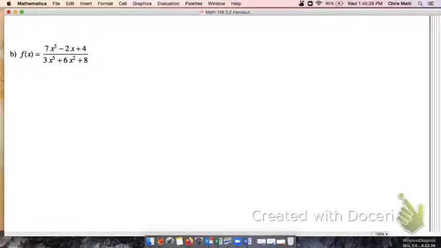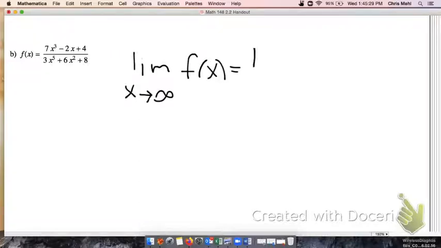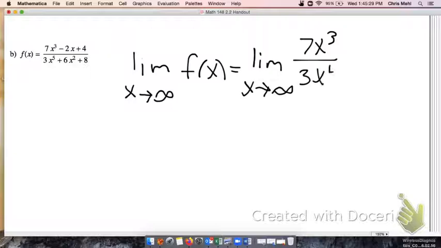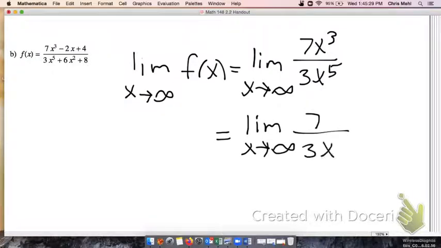Okay, and then for part B, this time I can take the limit as x approaches infinity of f of x, which is the limit as x approaches infinity of the ratio of the leading terms, which is 7x cubed over 3x to the fifth. This would be the limit as x approaches infinity of 7 over 3x squared. So you would cancel x cubed on top, and if you get rid of 3 of the x's in the denominator, you'd be left with x squared.